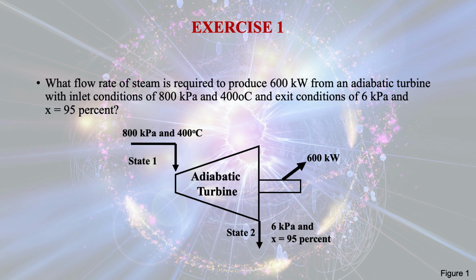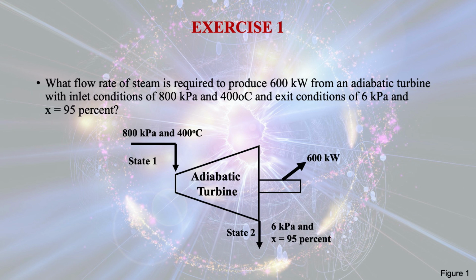Let us begin a very interesting problem, that is exercise 1. What flow rate of steam is required to produce 600 kilowatt from an adiabatic turbine with inlet conditions of 800 kilopascal and 400 degrees centigrade and exit conditions of 6 kilopascal and X equal to 95%?